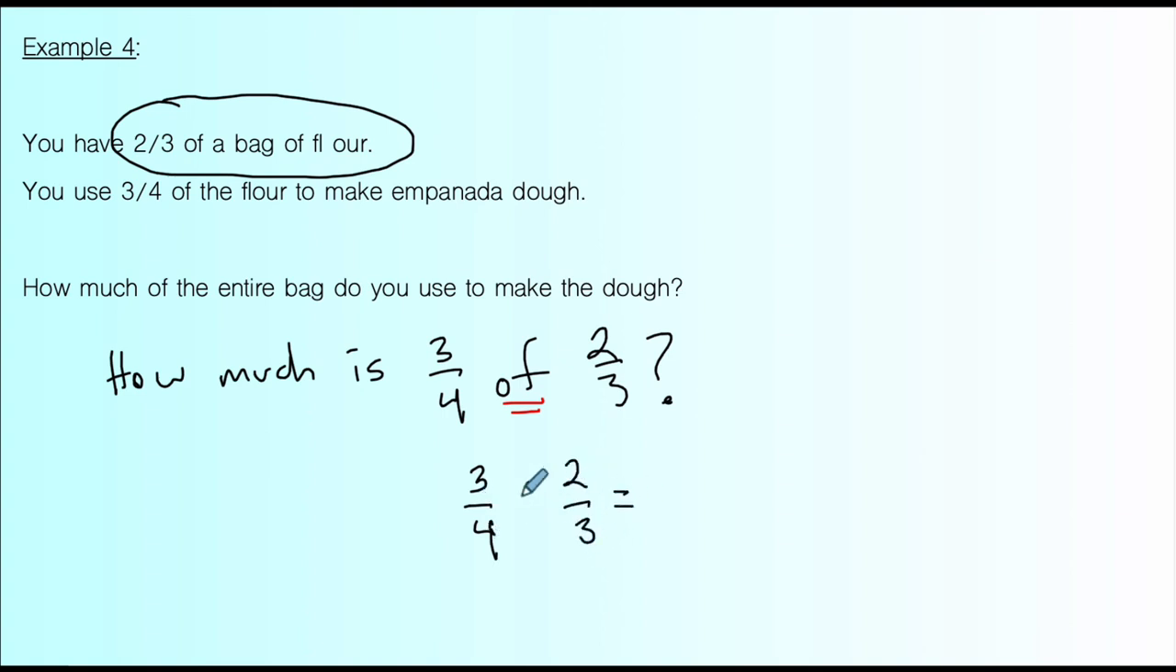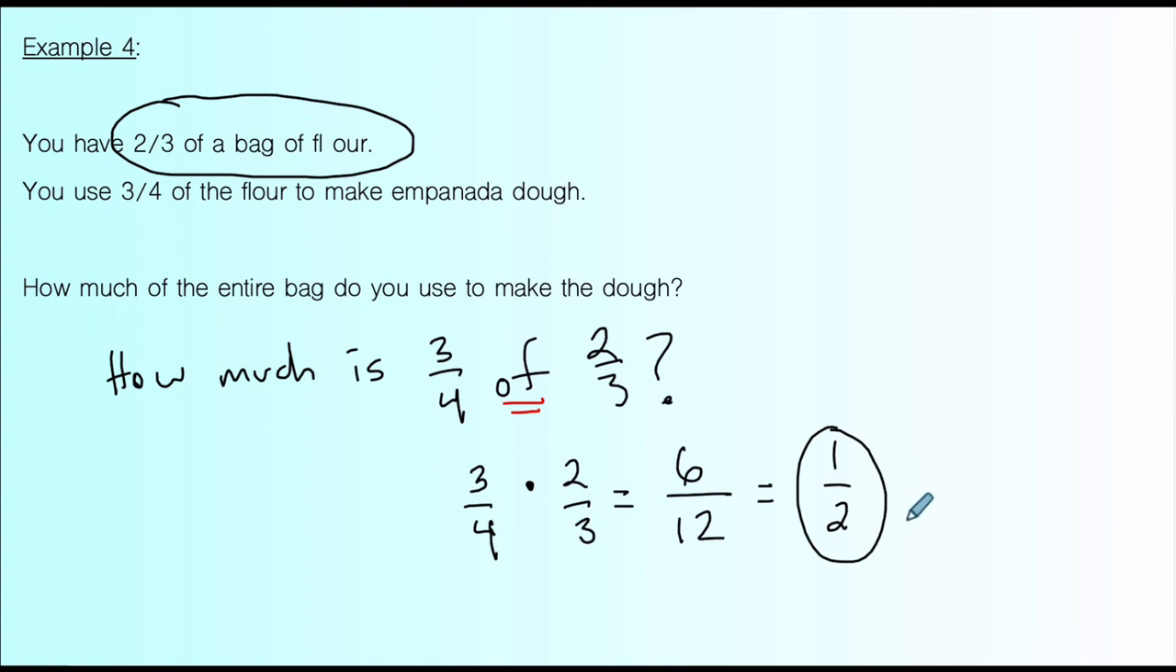And this is easy. 3 times 2 is 6, 4 times 3 is 12. 6 twelfths can be simplified. That's another way of writing 1 half. And let's go back to the question. How much of the entire bag do you use to make the dough? You use half of the bag. That's what it's asking us.